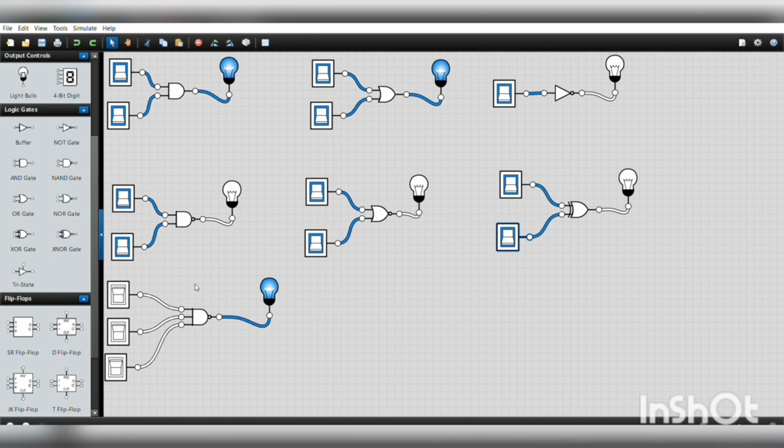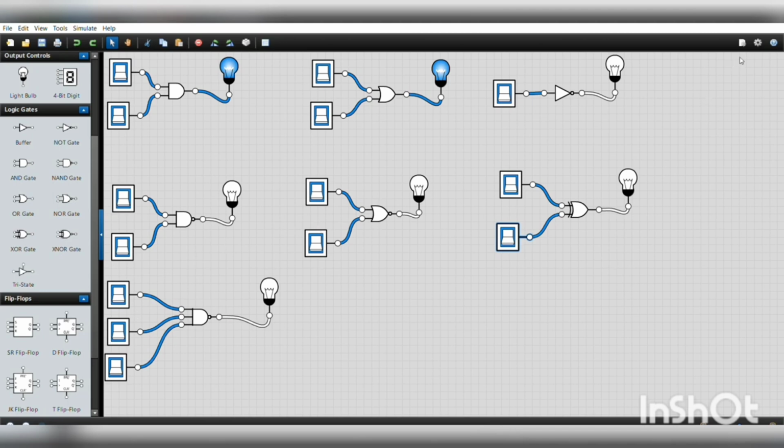Coming to the 3-input NAND gate. So when all the 3 inputs are 0, your output is 1. When your inputs are 0, 0 and 1, your output is 1. In a similar way, when all the inputs are 1, your output becomes 0.